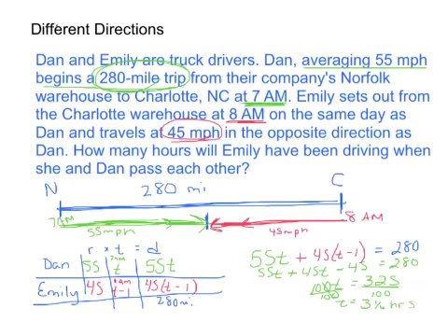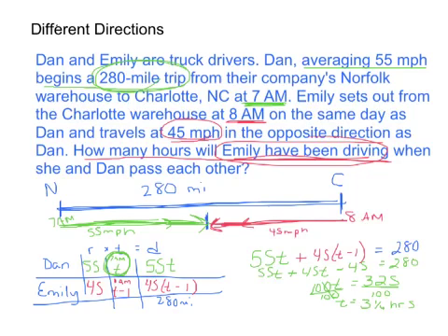Okay. That tells me what the t is. I need to make sure I go back to my chart. That tells me how long Deanna has been traveling, but the question says, how many hours will Emily have been driving? It's going to be crucial that you make sure you are answering the correct question.